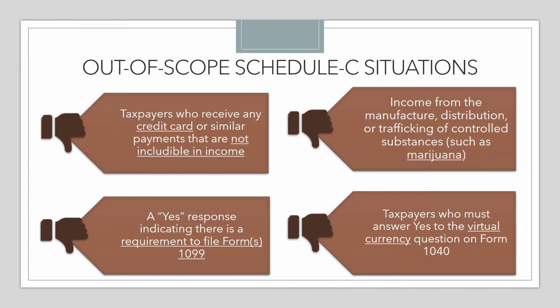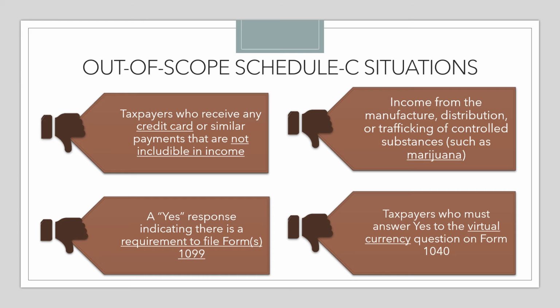A few more out-of-scope Schedule C situations are taxpayers who received any credit card or similar payments that are not includable in income. So remember when we were looking at our Form 1099-K, where they would have reported to them any credit card or debit card transactions. If those are includable in income, great, we can help them with that. If those are not includable in income, or some are not, then we would need to refer them to a paid preparer.